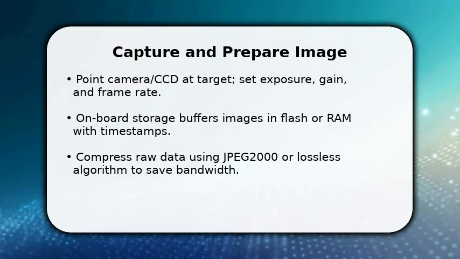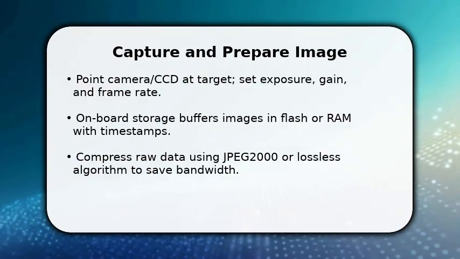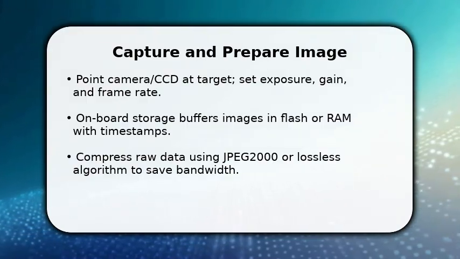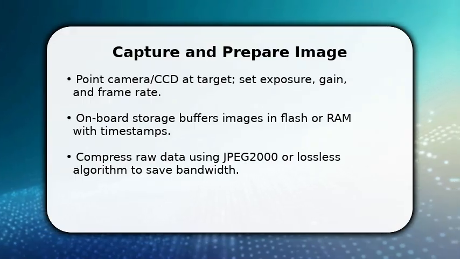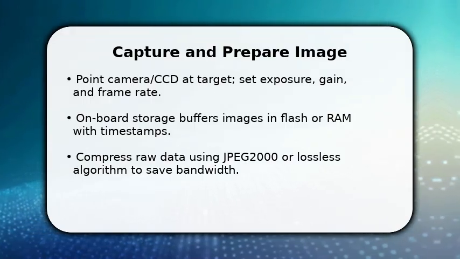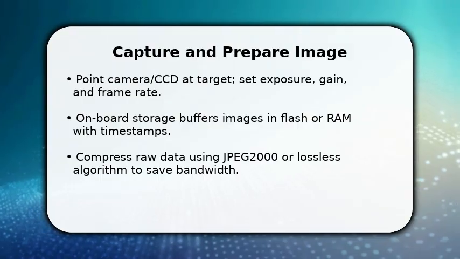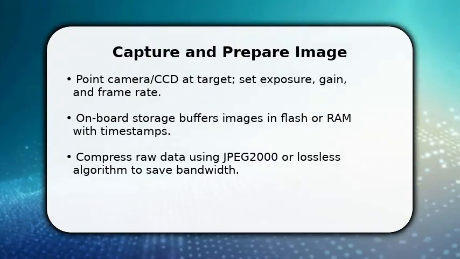You start by pointing the satellite's imager and capturing raw frames. Adjust exposure and gain to avoid saturation. Once done, the camera writes time-stamped files into onboard RAM or flash, and you trigger real-time compression to reduce size.